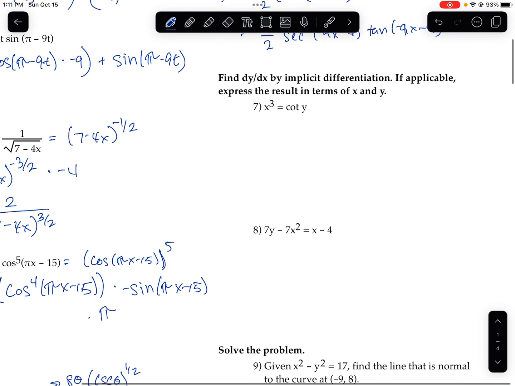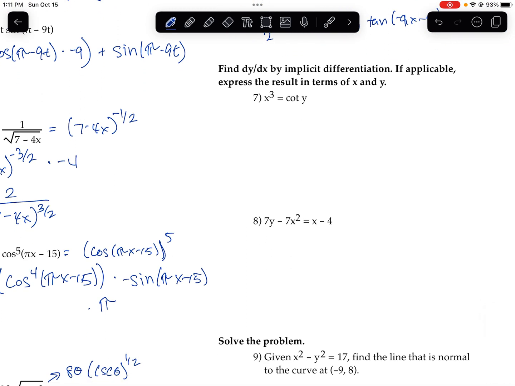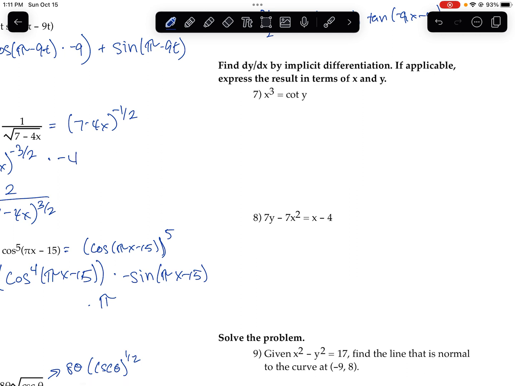Okay, so find dy dx by implicit differentiation. If applicable, express the result in terms of x and y. So take the derivative of x cubed. That's going to be 3x squared, equal to taking the derivative of cotangent of y. The derivative of cotangent is negative cosecant squared of y, but I'm going to have to multiply by y prime because of implicit differentiation, and that's the derivative of the inside. And then just solve for y prime, so we're going to divide both sides by negative cosecant squared. So we get 3x squared divided by negative cosecant squared of y.